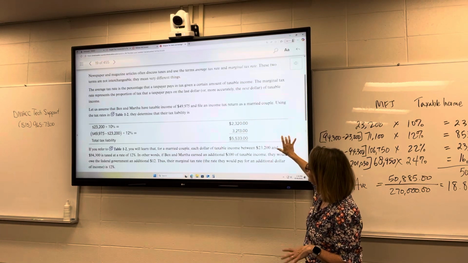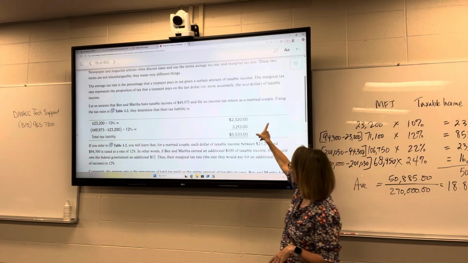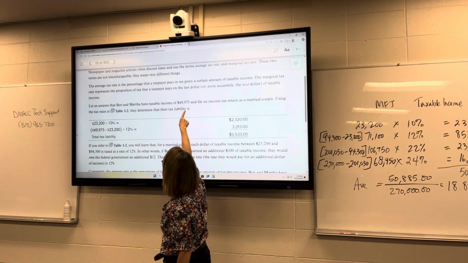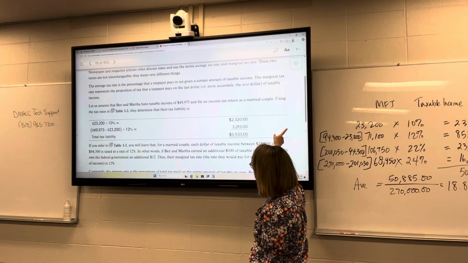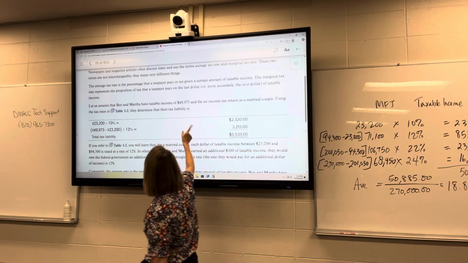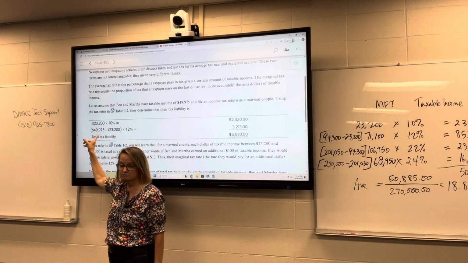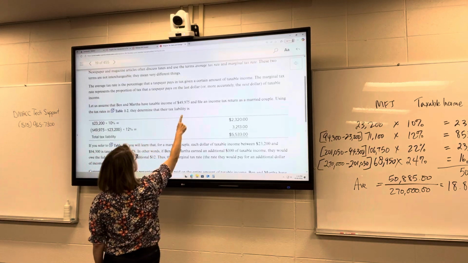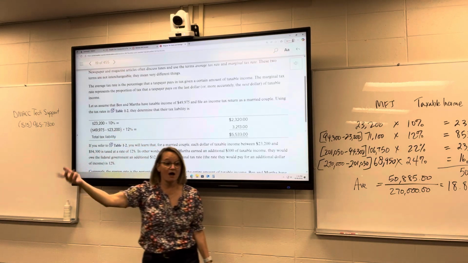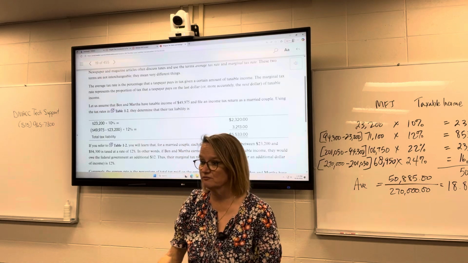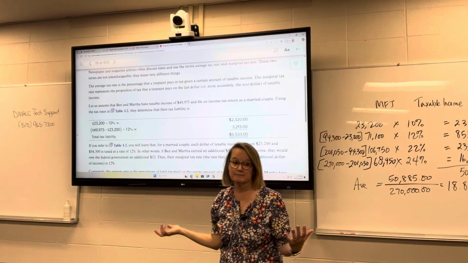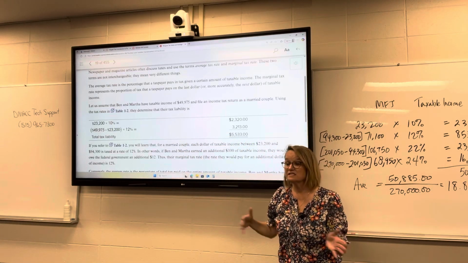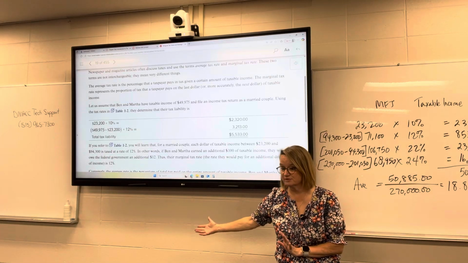So, for example, here we've got Ben and Martha. They have income of $49,975. Their marginal tax bracket or marginal tax rate is 12%, because the last dollar that they earn, $49,975, is going to be taxed at 12%. But not all of their income is taxed at 12%. Some of their income is taxed at 10%.